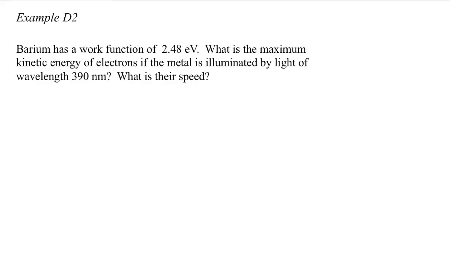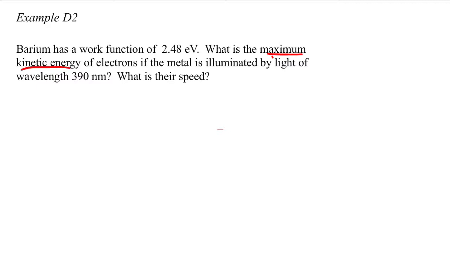All right, so here we have barium that has a work function of 2.48 electron volts. Since that's given to us in electron volts, remember that is a measure of energy, and that is fine. We want to know the maximum kinetic energy of the electrons if the metal is illuminated by light of wavelength 390 nanometers. So this is likely in the violet, ultraviolet spectrum. We want to know what speed the electron leaves with.